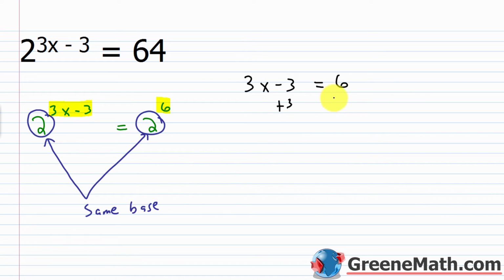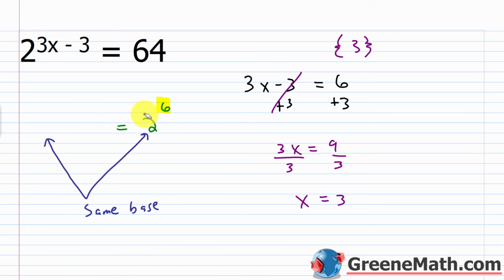So add 3 to each side of the equation. That's going to cancel. I'll have 3x is equal to 9. Divide both sides by 3. You get x is equal to 3. So the solution set here just contains the element 3. So let's erase all of this.